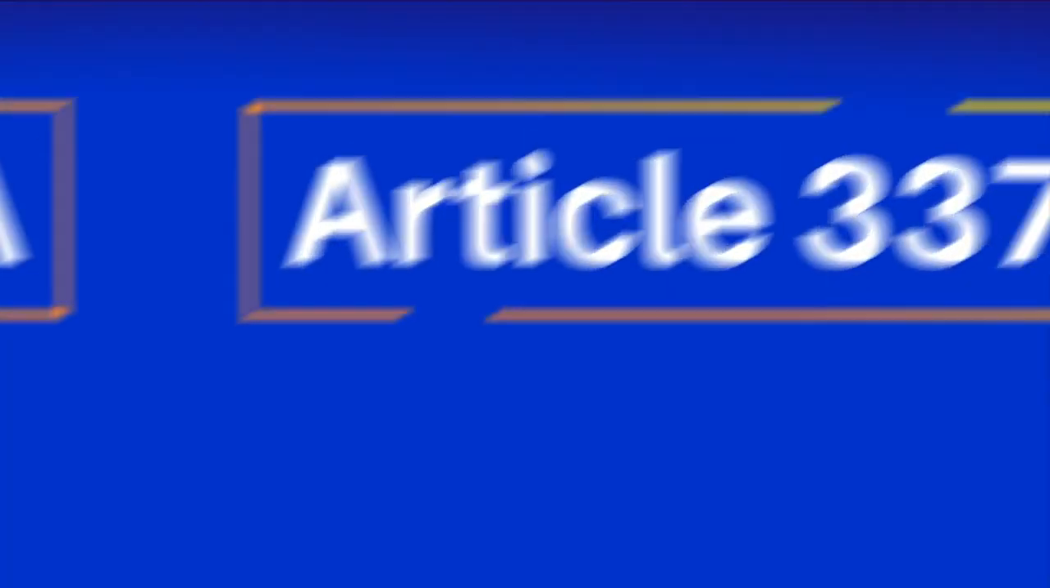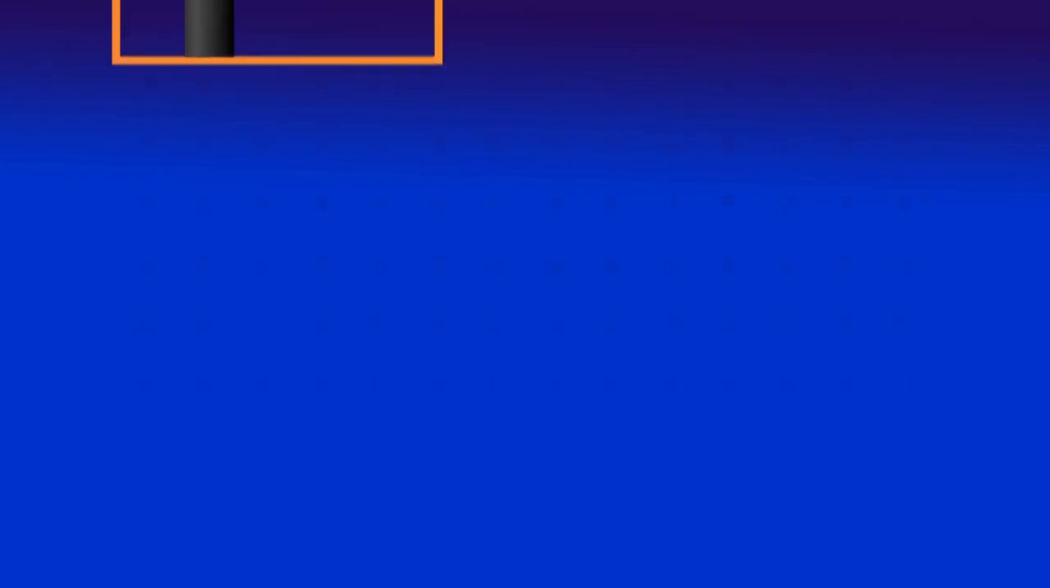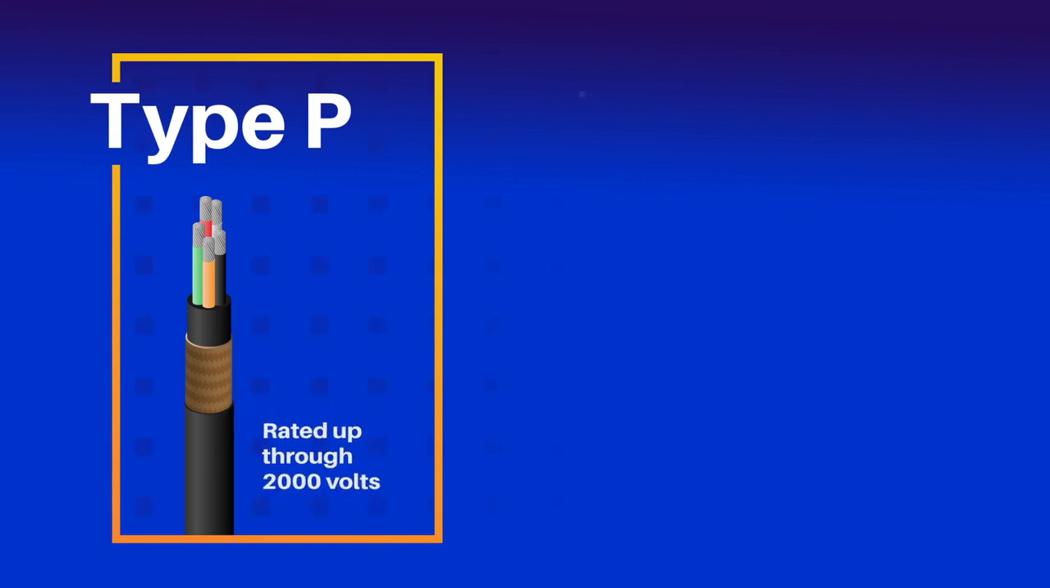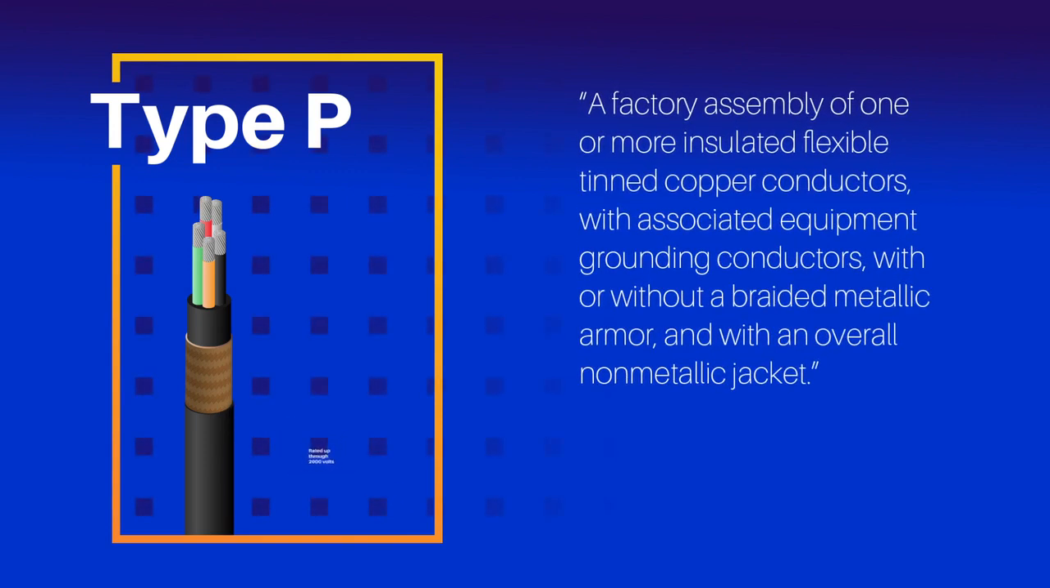Now, let's look at the new article that has to do with a wiring method not previously included in the NEC, Article 337. It's been added to cover the use, installation, and construction specifications of armored and unarmored Type P cable, rated up through 2,000 volts. Type P cable is defined as a factory assembly of one or more insulated flexible tinned copper conductors with associated equipment grounding conductors with or without a braided metallic armor and with an overall non-metallic jacket.